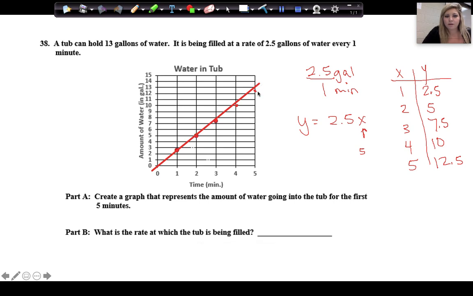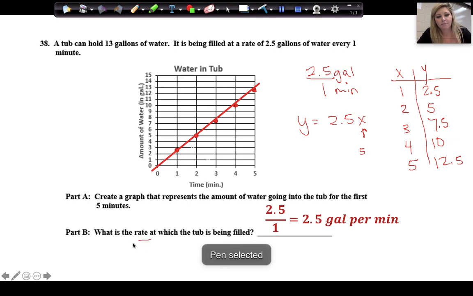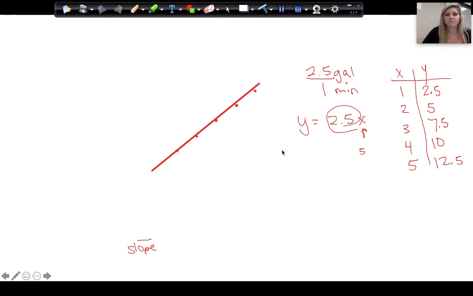Let me move that line a little bit down. And then what is our rate? Remember, rate is the same as slope, and 2.5 is our slope. So 2.5 for 1 minute. Okay, so 2.5 gallons per minute. That's our answer.